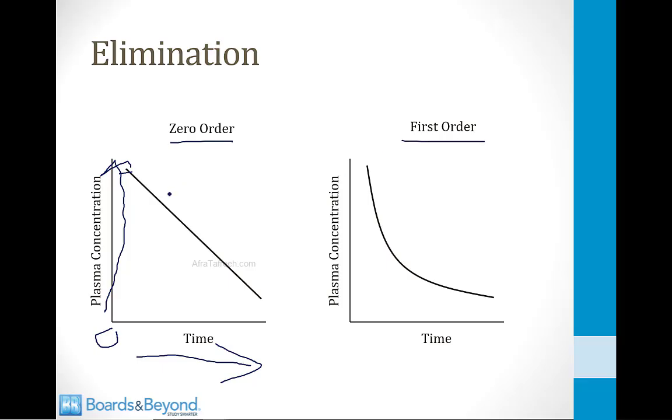In zero order elimination, the fall in plasma concentration is a straight line, as shown here. In first order elimination, the fall is a curved line. It's steeper here, and then it becomes less steep as time goes on. And we'll talk about the differences between these two patterns of elimination in the next few slides.